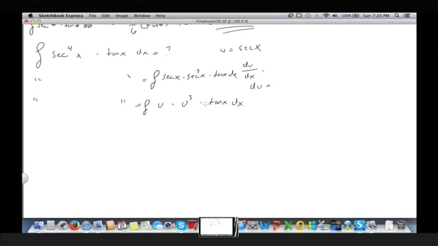However, that was a good move on your part, but then you kind of messed it up a little by substituting in for your first secant x. Even though it's legal to say the first secant x is u, that's going to mess up our solution. We want to leave that as secant x, because the whole reason this is a good substitution is that the derivative of secant x is in the integral. We don't want to get rid of that secant x, because then the derivative won't be in the integral anymore.